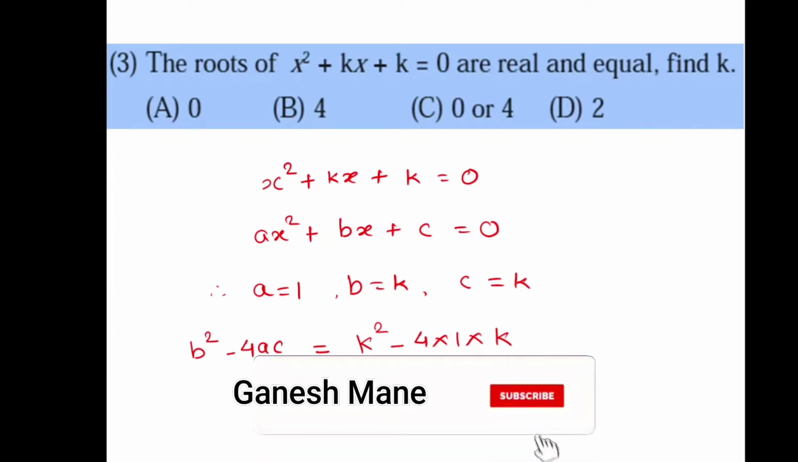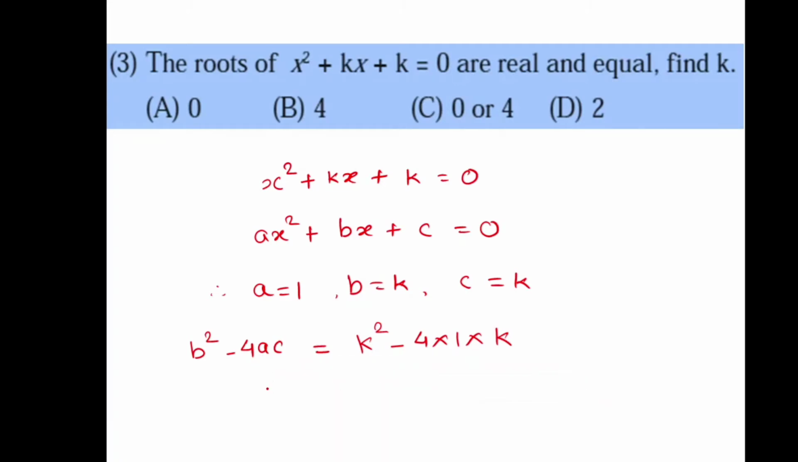As the roots of this equation are real and equal, the value of discriminant must be 0, that is b square minus 4ac must be equal to 0. That's equals to k square minus 4 into 1 into k, that's 4k. So this can be written as 0 is equal to, if we take k common, we have in bracket k minus 4. So as the product of these two is equal to 0, that means either k is equal to 0 or k minus 4 is equal to 0.